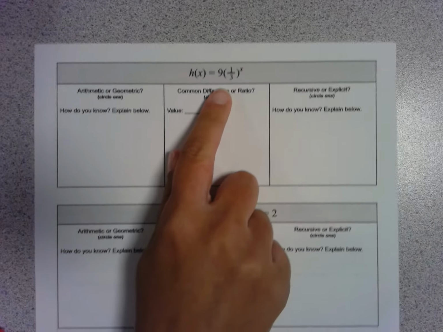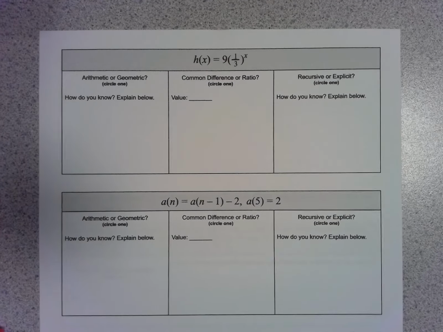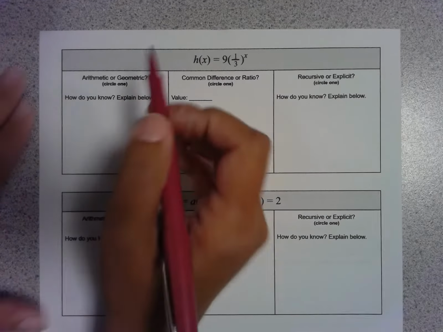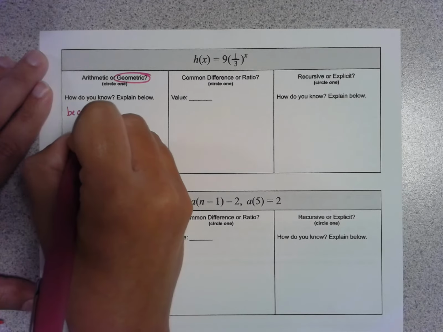If I'm given this type of equation, the first thing I notice is that I do have an exponent this time. And as soon as you see an exponent, it tells you that this is a geometric sequence because the equation uses an exponent.